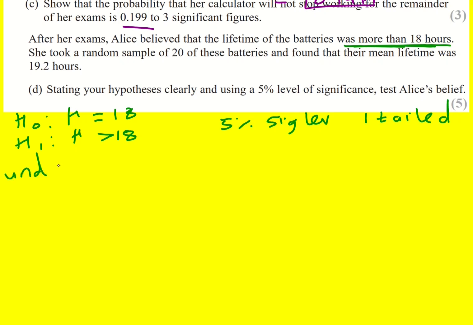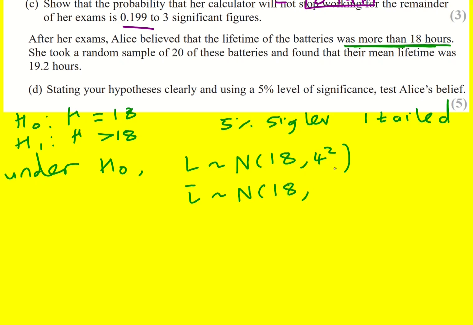So under H0, or you could say assume H0 is true, we've already, remember, got L from before. I'm just going to write it out again. We had 18 and 4 squared. But remember, we're not dealing with L here exactly, because we are taking 20 trials of L and then finding the mean. That means we have to look at the sample distribution, which has the same mean, but it has a variance of 4 squared over 20, meaning the standard deviation is 4 over root 20.